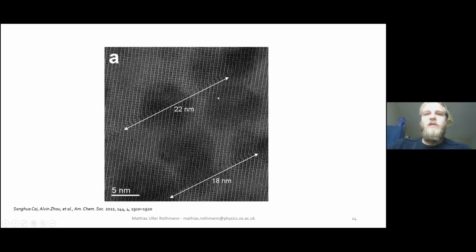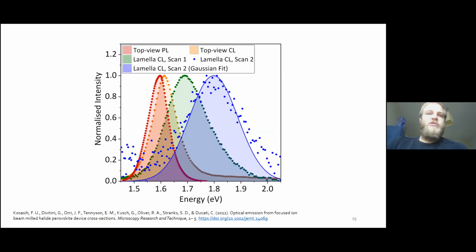Also this year, our good friends in Cambridge published a really nice little paper where they did focused ion beam milling of a device and compared the luminescence spectra. You have the PL spectrum sitting here around 1.6. Then they measured the cathodoluminescence, which is basically photoluminescence, but instead of exciting with photons, you're exciting with electrons, and you get a spectrum. They see that the first scan shifts the spectrum about 0.1 eV to higher energies, and the second scan shifts it another 0.1.